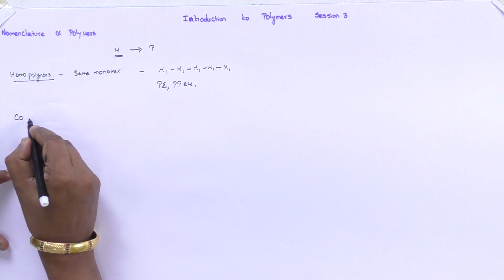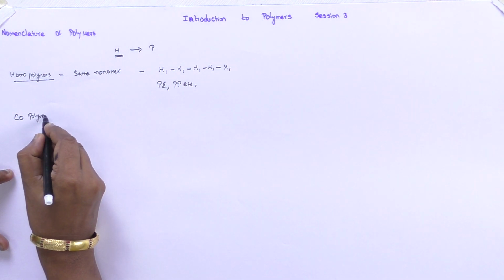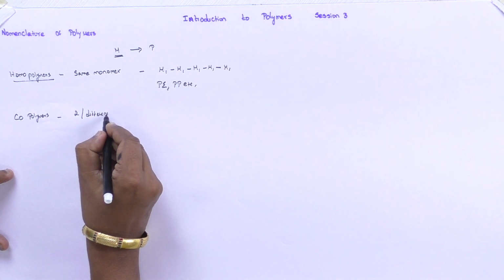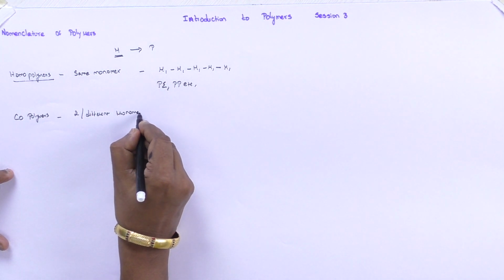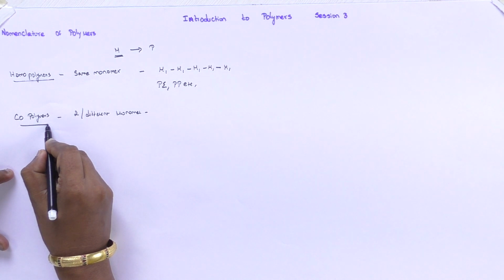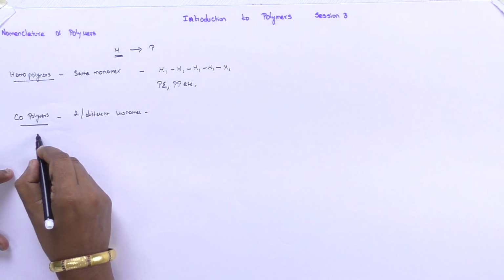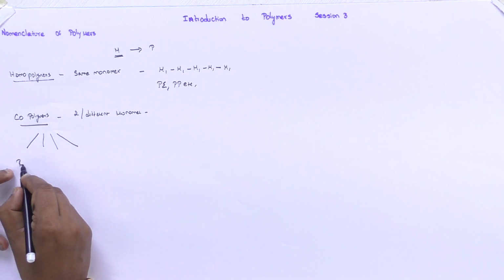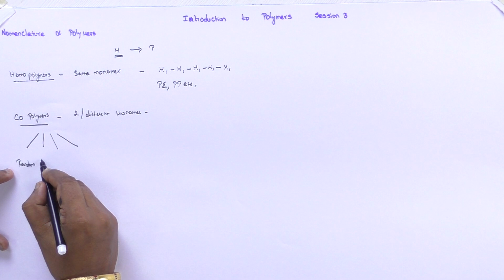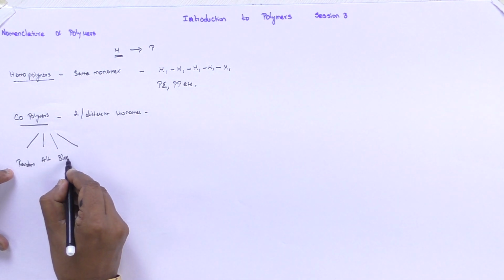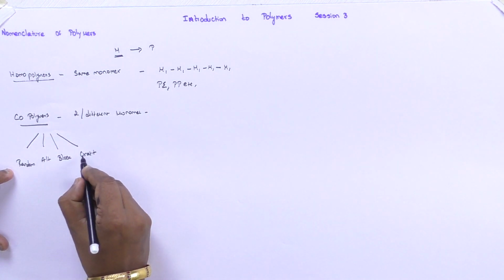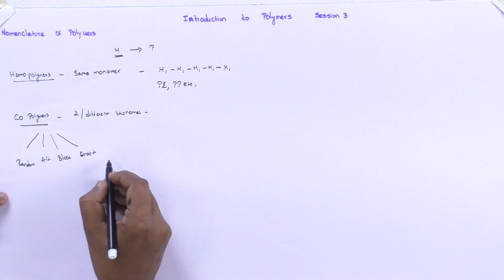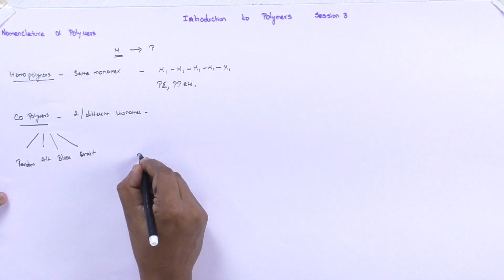The second type is called copolymers, where two or more different monomers are combined to make a polymer. So, this is called a copolymer. The copolymer can be further classified into four types. They are random, alternate, block and graft copolymer. If you see, the structures can be written like this: random.